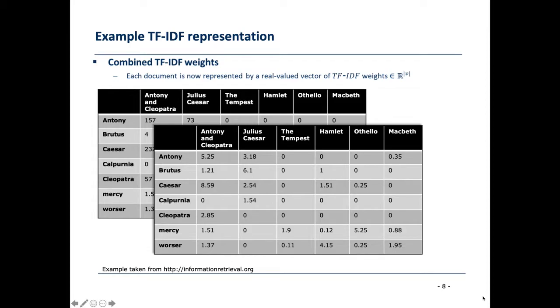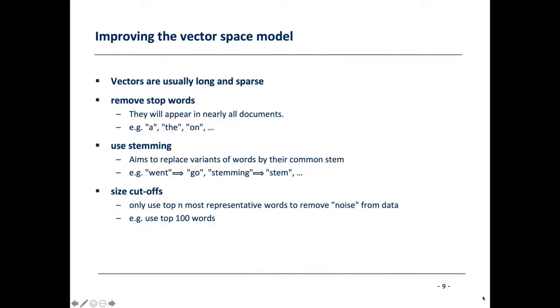So each one of those can then be changed into a TF-IDF weight. And so the vector describing Julius Caesar would be, as you can see, column 2 there, 3.18, 6.1, 2.54, 1.54, 0, 0, 0. And you did that kind of work back in lecture 7-8. They're usually sparse. You will see that in your review analysis, if that's what you're doing for assignment 2.